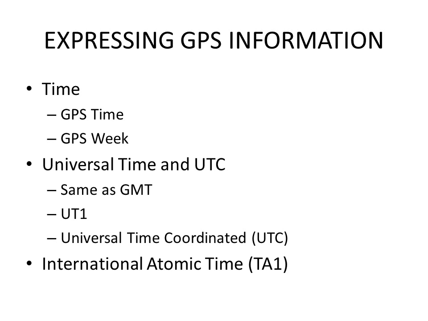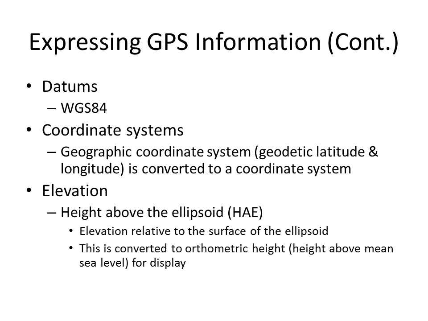GPS information is expressed in time with GPS time, GPS week data, Universal Time and UTC, which is the same as Greenwich Mean Time. Universal Time Coordinated as well. International Atomic Time also may be recorded. Datums, typically in GPS work, datums will be the WGS 84. Coordinate systems, geographic coordinate systems, geodetic latitude and longitude is then converted into a local coordinate system as needed. Elevation includes height above the ellipsoid. Elevation relative to the surface of the ellipsoid, and this is converted into orthometric height, height above mean sea level for display.